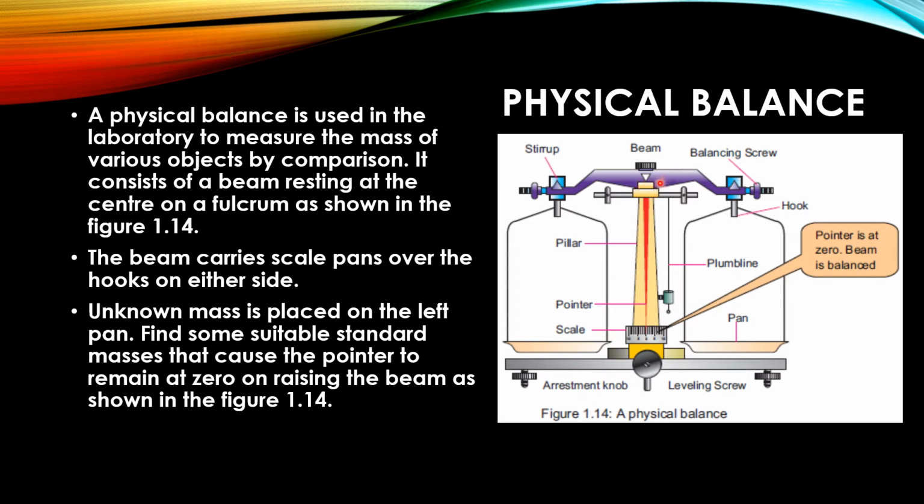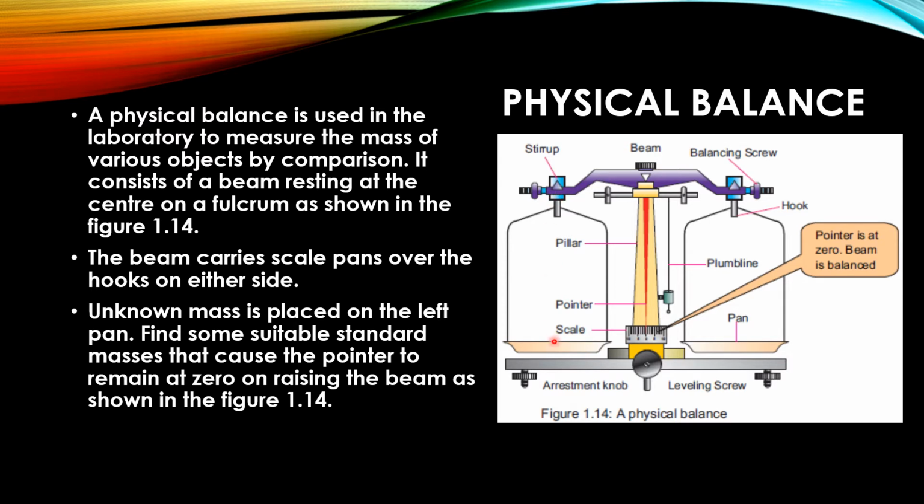That is the beam which is resting at the fulcrum, and this is the pointer. Here we have got the scale, and below it we are having the arrestment knobs. With the help of this knob, we can raise the beam. Here we have got the pans. This is the left pan and this one is the right one. These pans are hanged with the hooks.